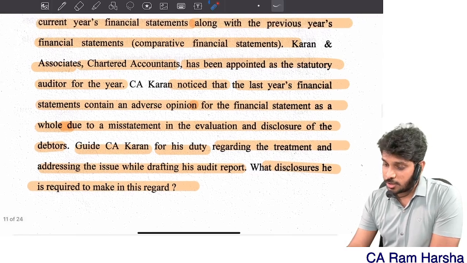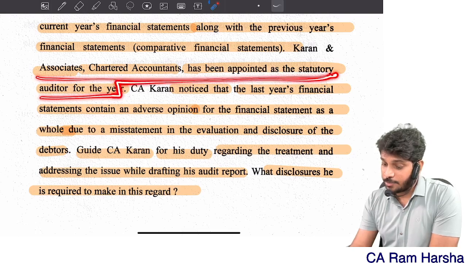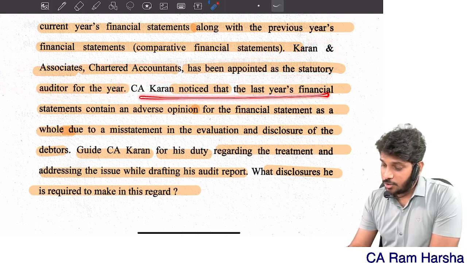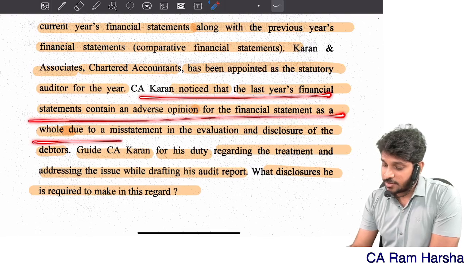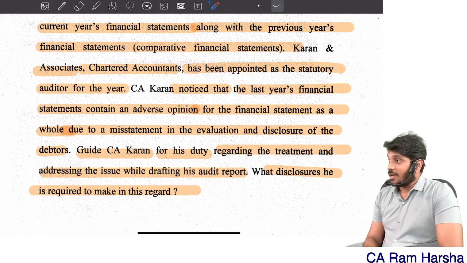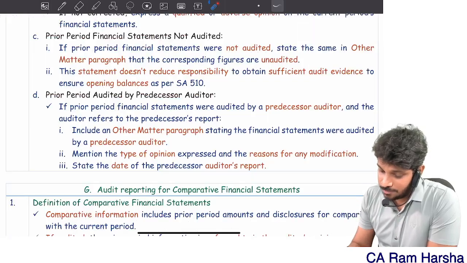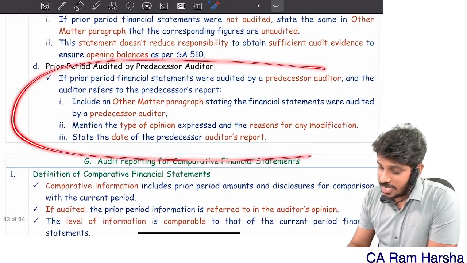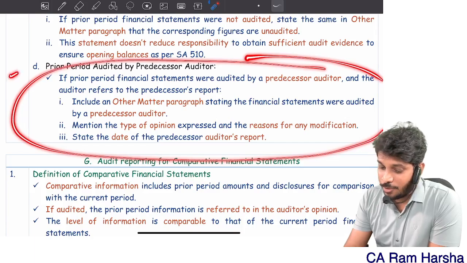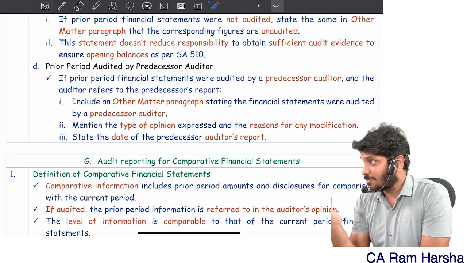Now in this question, he is appointed as an auditor for the year. He is appointed only for the current year. He noticed that last year's financials contain an adverse opinion. Okay, so prior period financials were audited by a predecessor auditor, which means not even the question I thought. This question is what they asked. The D point is what they asked. Getting it? Not even the B point. It's not the B point, sorry.